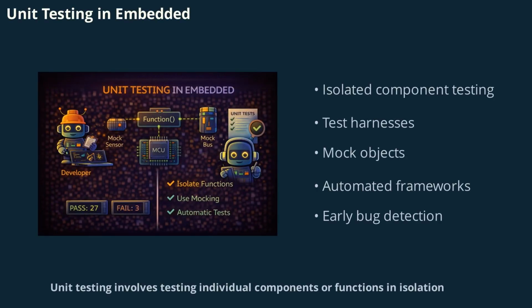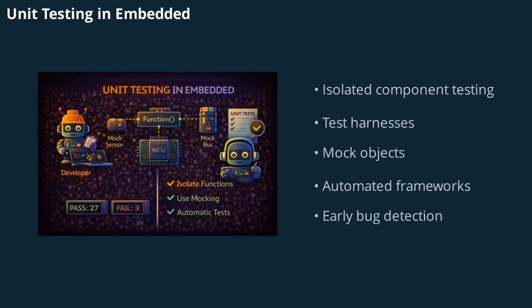Unit testing involves testing individual components or functions in isolation. In embedded systems, this can be achieved by creating test harnesses, using mock objects, and adopting test-driven development practices. Automated unit testing frameworks like Unity or CppUTest can streamline the process. Unit testing helps catch bugs early and ensures that each part of the system works as intended before integration.